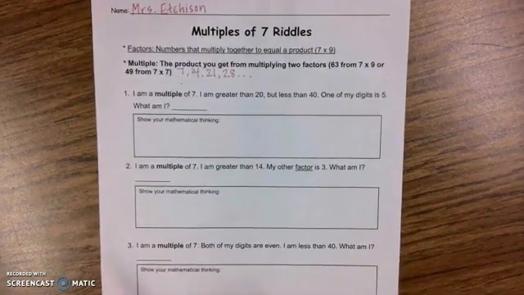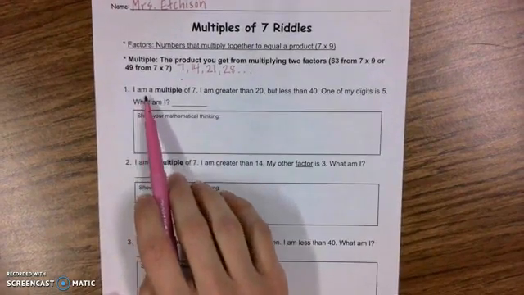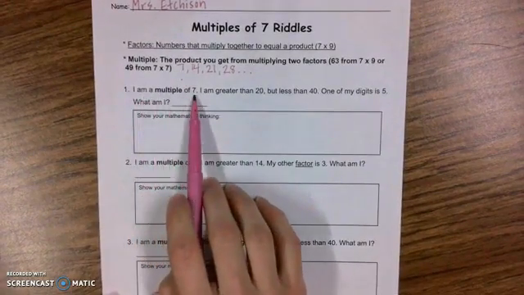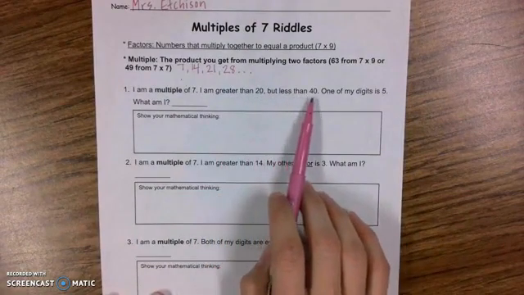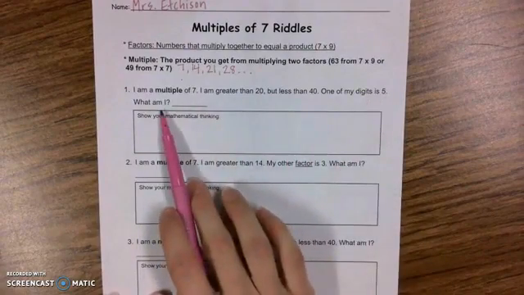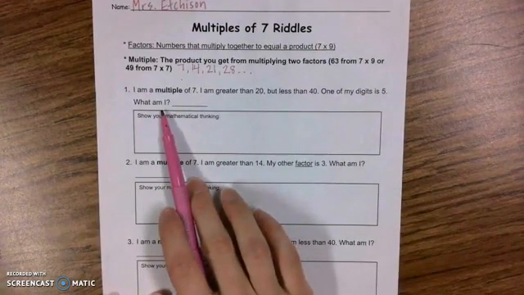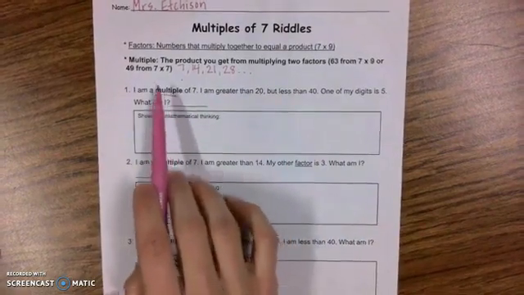Let's take a look at the first riddle together. The first riddle says, I am a multiple of 7. I am greater than 20, but less than 40. One of my digits is 5. What am I? All right, my friends, in this riddle, we are looking for a multiple.